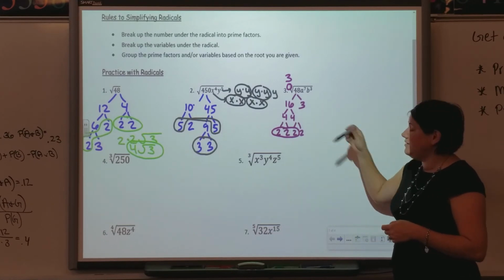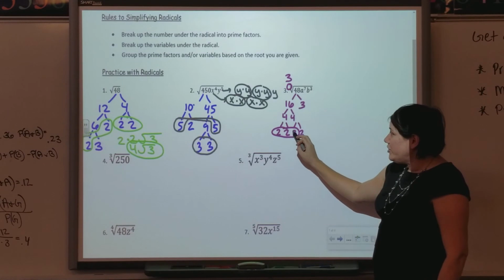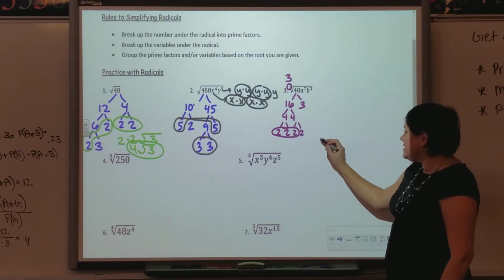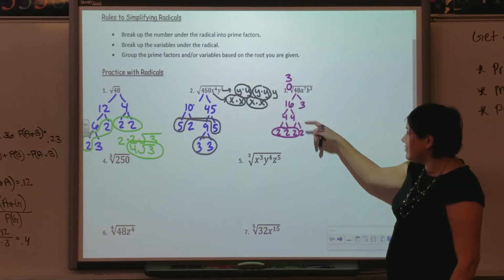The 2 and the 3, you leave them alone. There's only one of them. And again, you're only bringing it out once. Okay, so outside the radical, I'm only going to have 1, 2. Under the radical, I'm going to have a 2 and a 3.